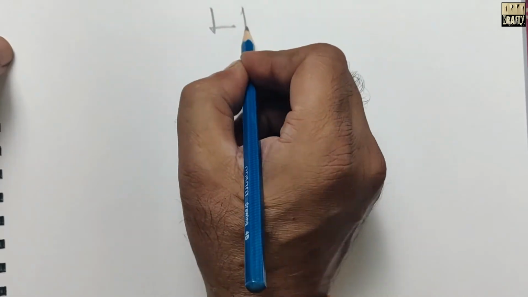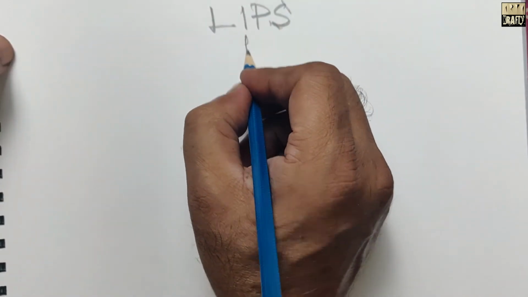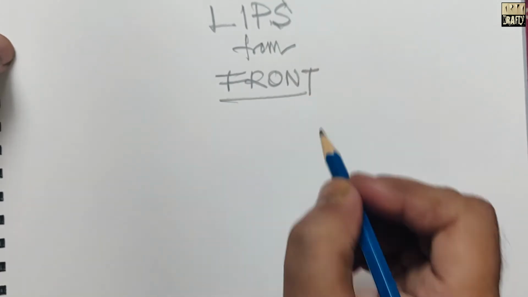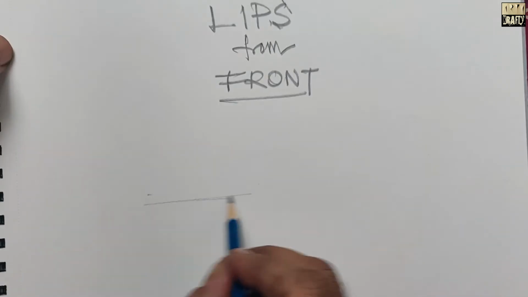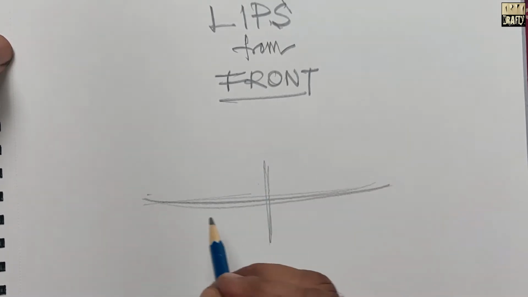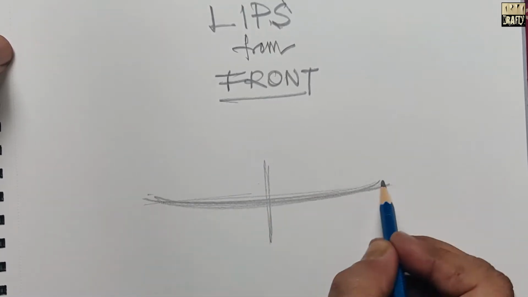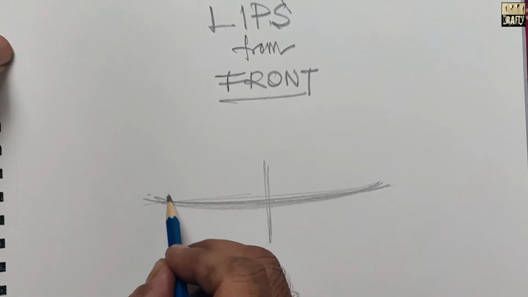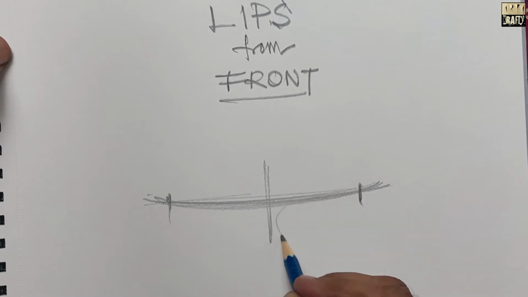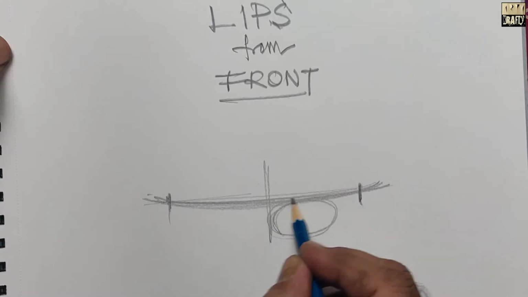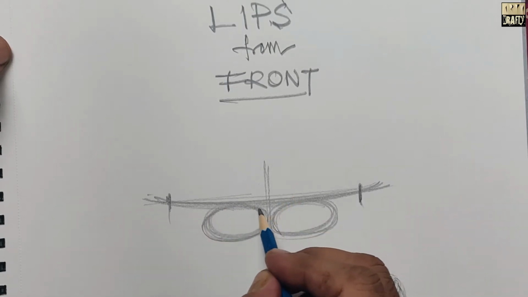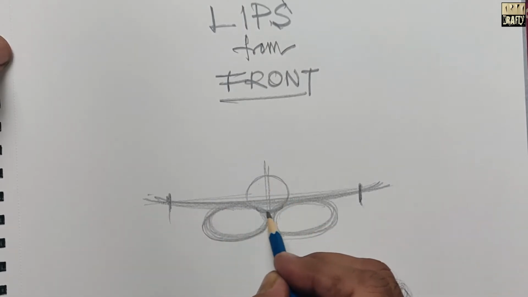First, we will learn how to draw lips from front. For this, draw a horizontal curve for the middle line. Draw a vertical line at the center. Mark the ends with two dots. Create two ovals as I am showing. Draw a circle at the middle of the two ovals.